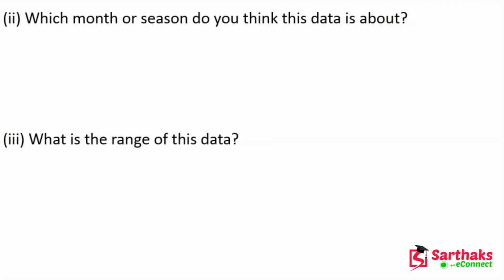Now, which month or season do you think this data is about? Here you can see the relative humidity is high. It means the data is about a month of the rainy season. So here we can write: we have high relative humidity, so relative humidity is high.